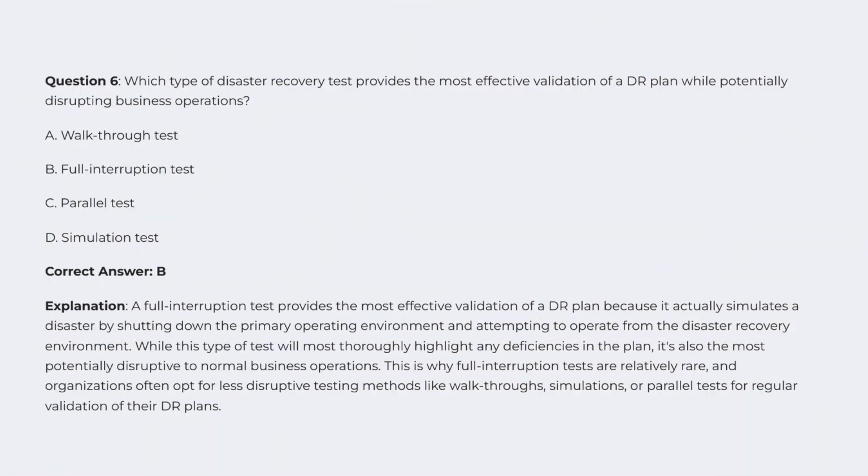Correct answer, B. Explanation. A full interruption test provides the most effective validation of a DR plan because it actually simulates a disaster by shutting down the primary operating environment and attempting to operate from the disaster recovery environment. While this type of test will most thoroughly highlight any deficiencies in the plan, it's also the most potentially disruptive to normal business operations. This is why full interruption tests are relatively rare, and organizations often opt for less disruptive testing methods like walkthroughs, simulations, or parallel tests for regular validation of their DR plans.